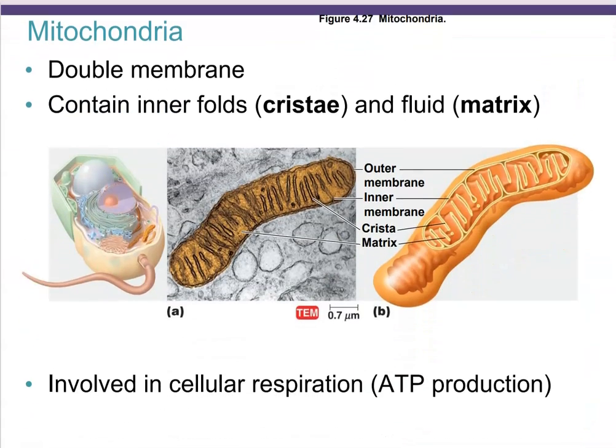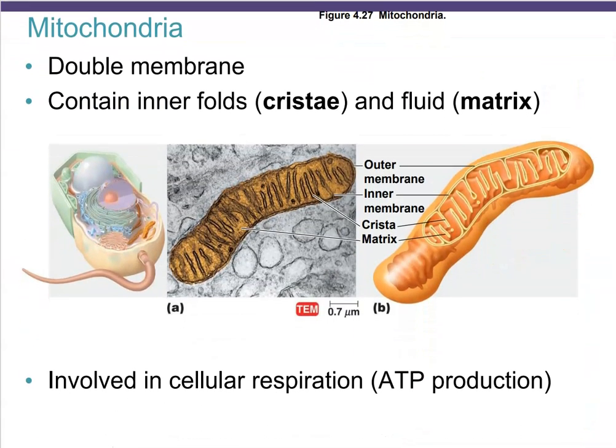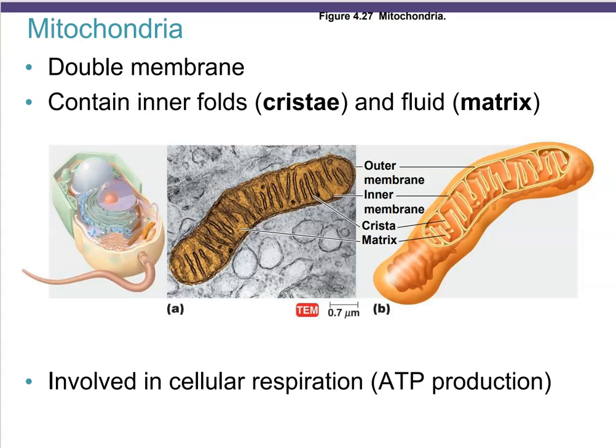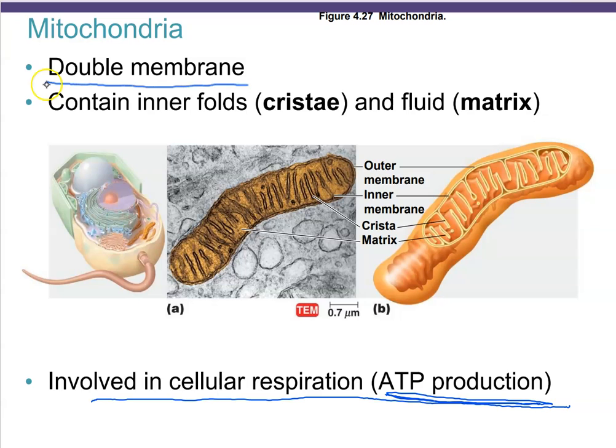And here, very important, another organelle that is very important for eukaryotic cells, the mitochondria. That's the power plant of the cell. So they are involved in cellular respiration, which means we are producing ATP, which is the energy currency of the cell. There we have another double membrane bound organelle.